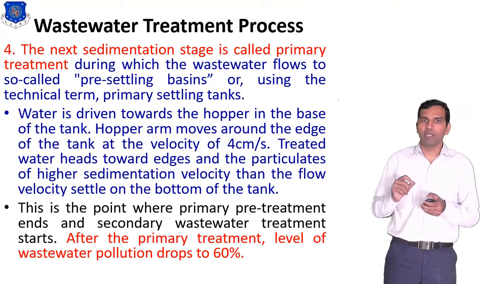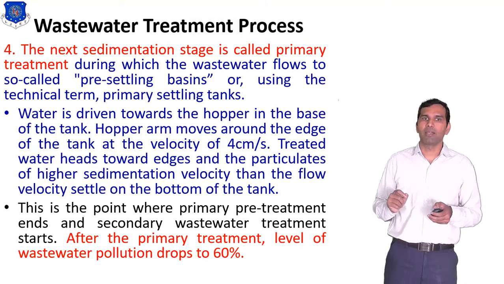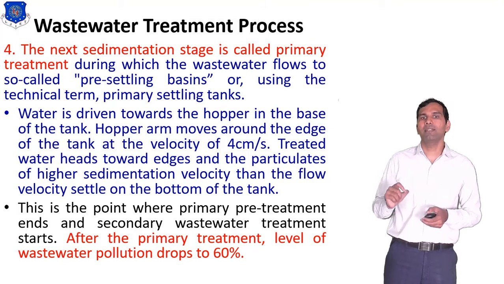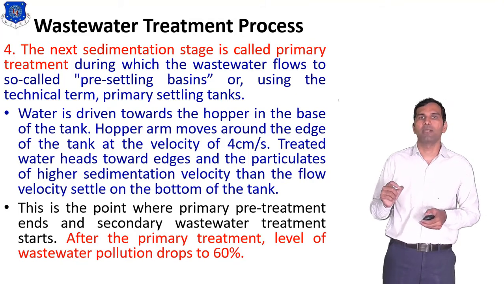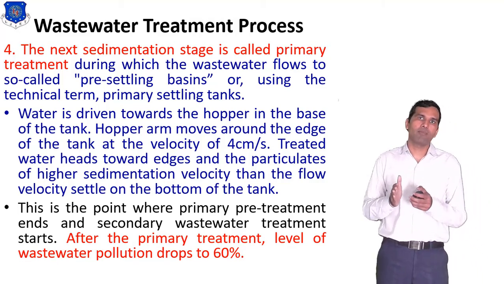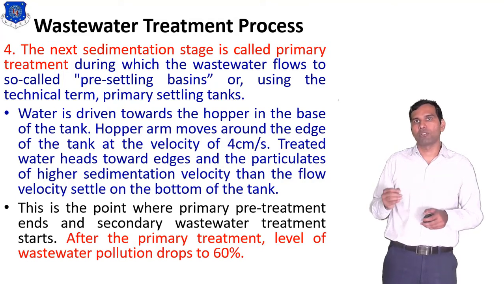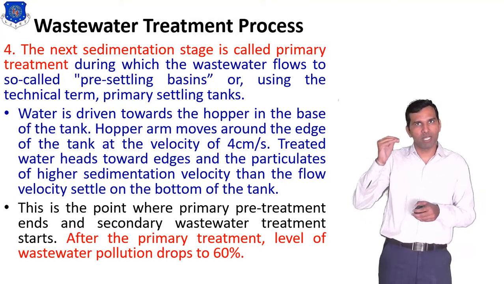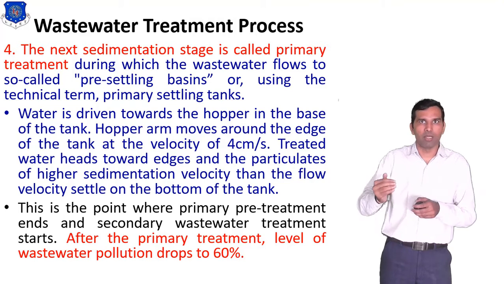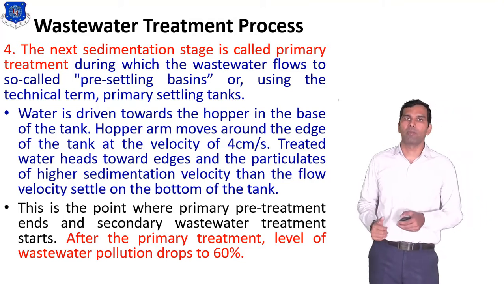This is the point where the primary pre-treatment ends and the secondary wastewater treatment is done. That means up to step number 4, we complete the primary treatment process. First we discussed the pre-treatment, then the primary treatment. Now we start the secondary treatment.